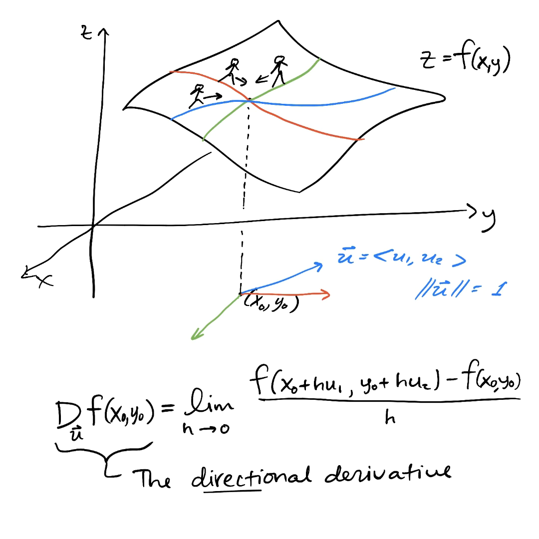That's the term we're computing. This is the directional derivative. Notice, if the blue vector had been the vector (1, 0), then we'd be talking about the green path. And if the blue vector had been the vector (0, 1), then we'd be talking about the red path.